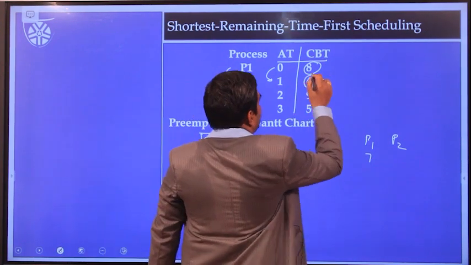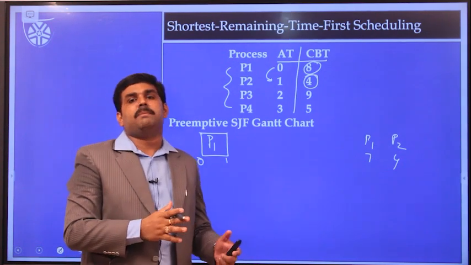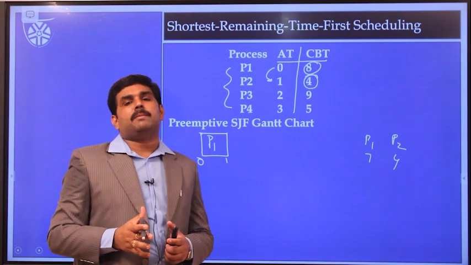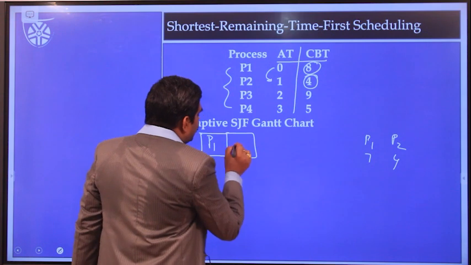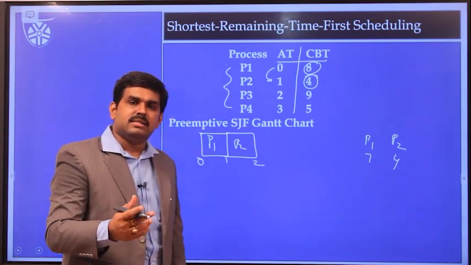P2 needs the CPU for 4 seconds. So which of the processes is having the lowest CPU burst time now? Now P2 needs the lowest CPU time compared to the process P1. So I am going to assign only 1 second of time for process P2. P2 is assigned with 1 second for CPU.